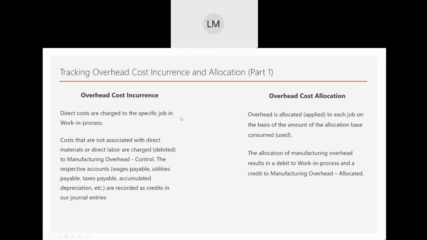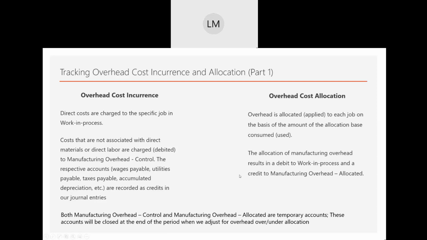Now, we talked about the costs that are actually incurred for manufacturing overhead. We're going to debit manufacturing overhead. But when we allocate manufacturing overhead, we're going to debit work in process and credit manufacturing overhead allocated. And we'll talk a little about that in just a second. But both the manufacturing overhead control and manufacturing overhead allocated accounts are temporary accounts. So these accounts will be closed at the end of the period when we adjust for overhead over or under allocation. And we'll talk about that in just a little bit also.